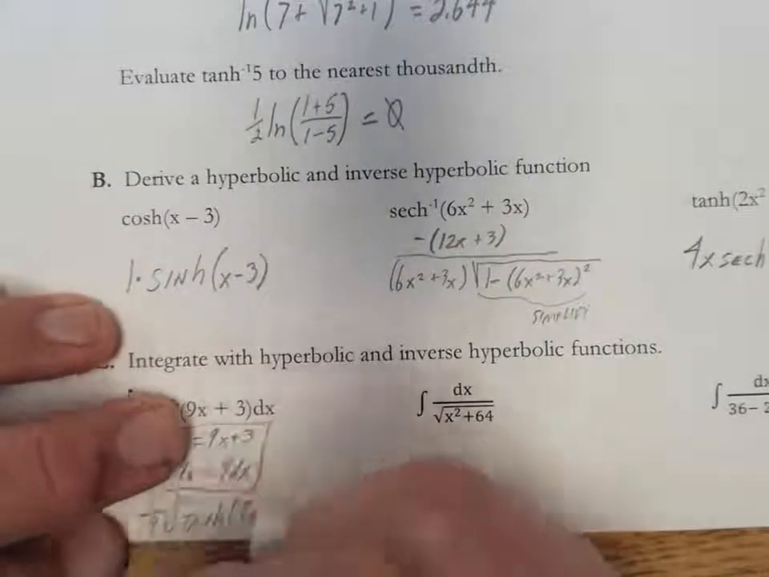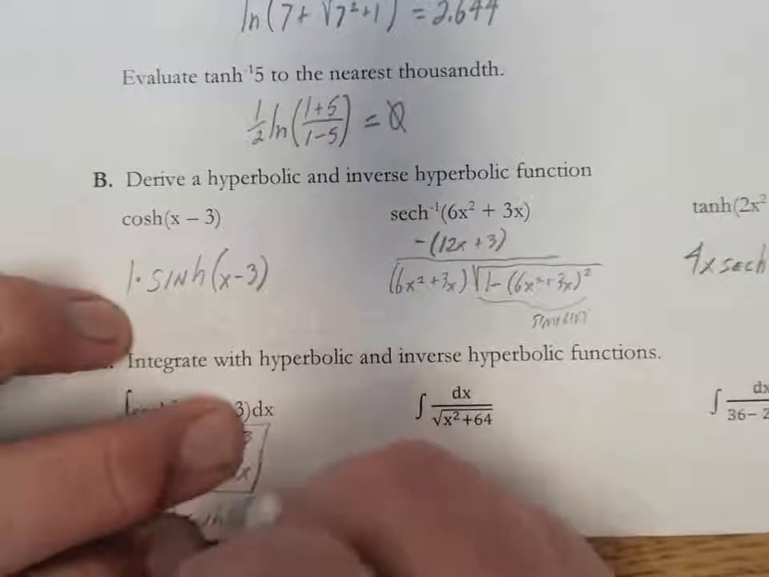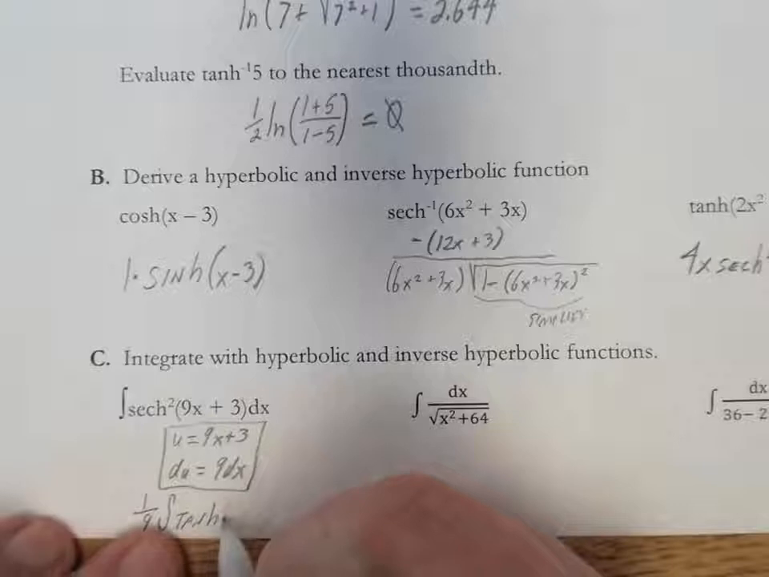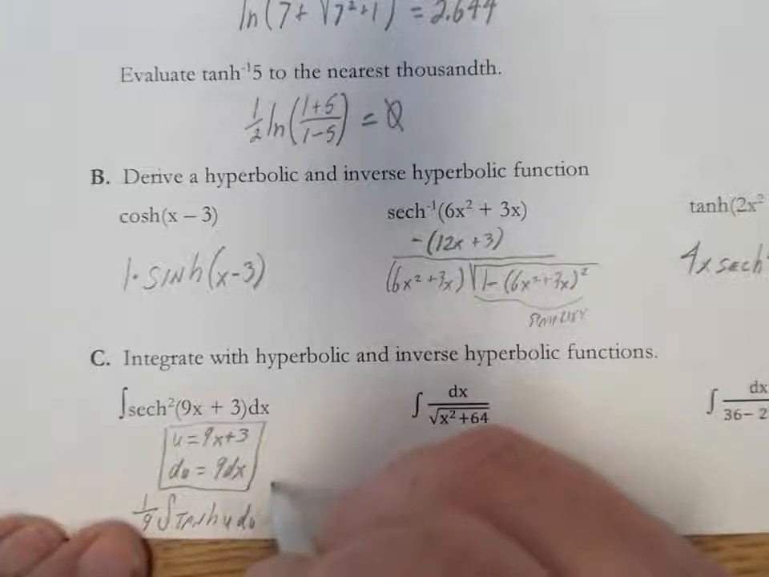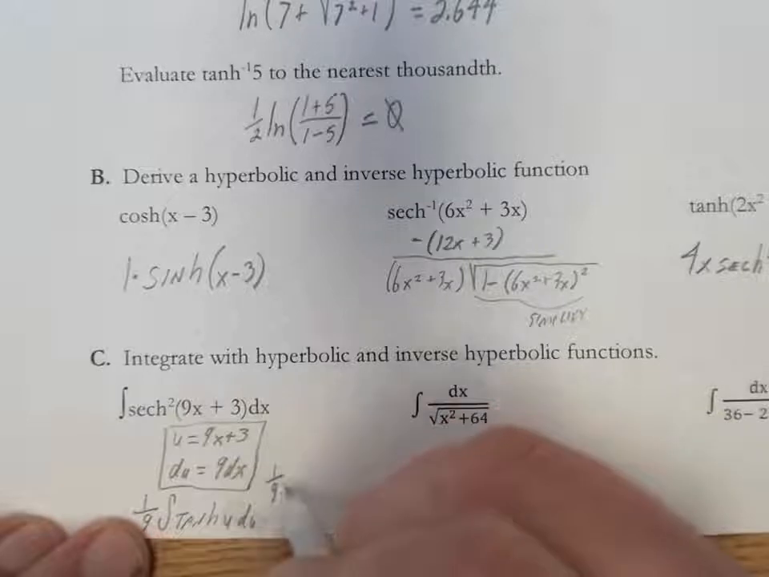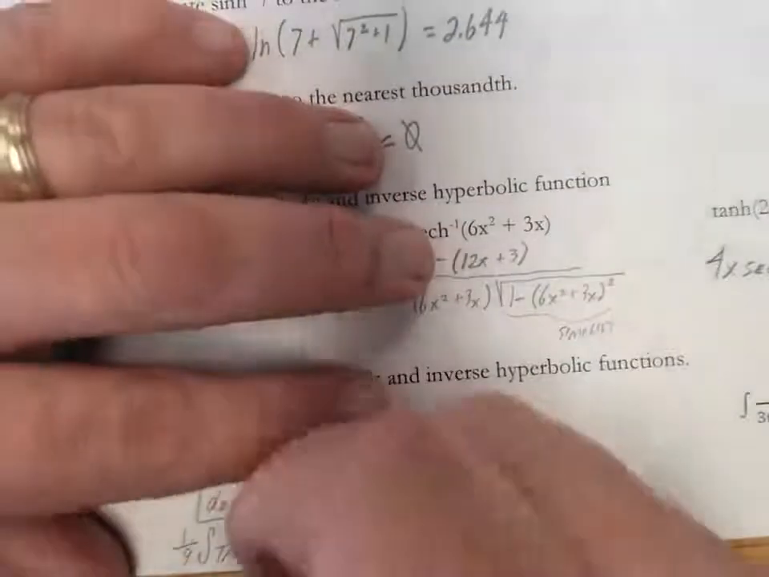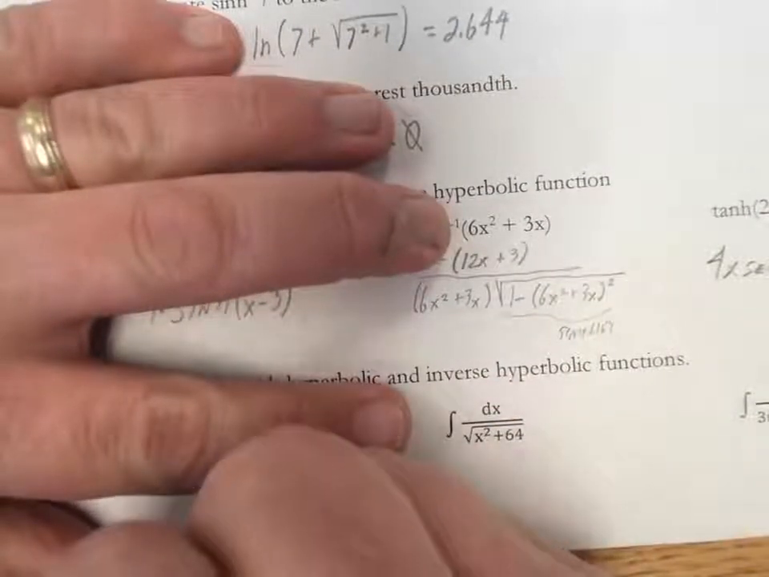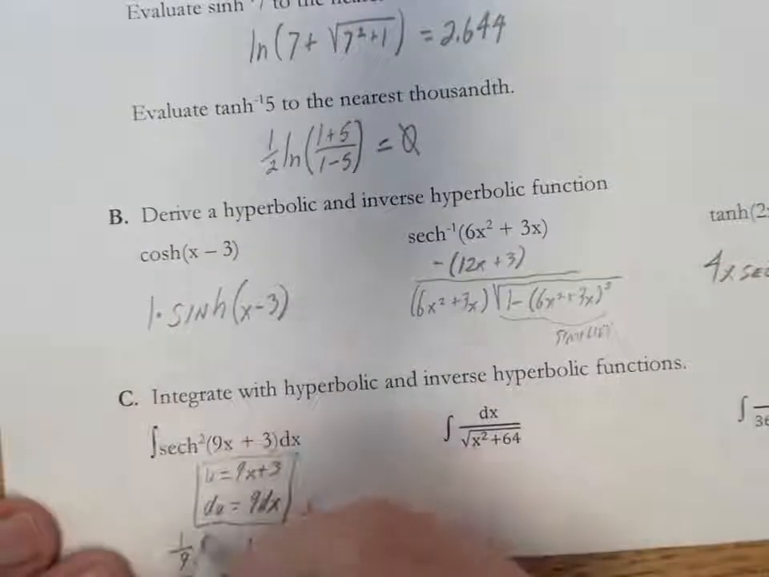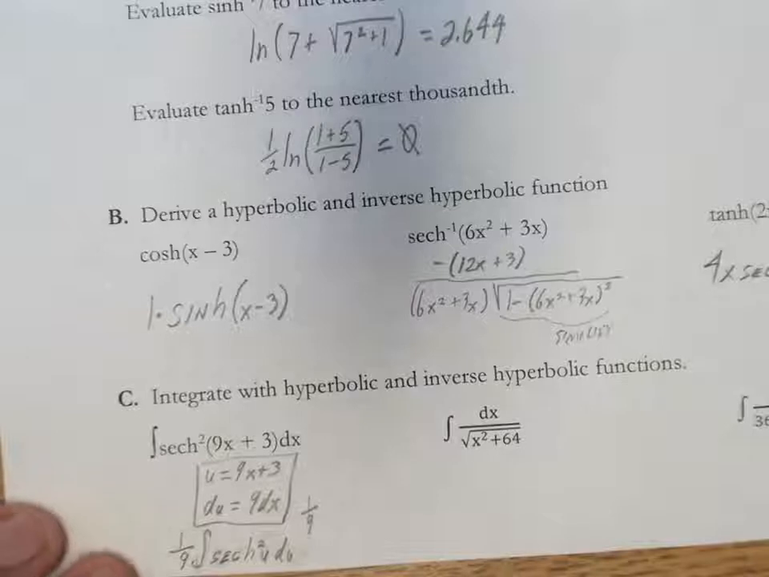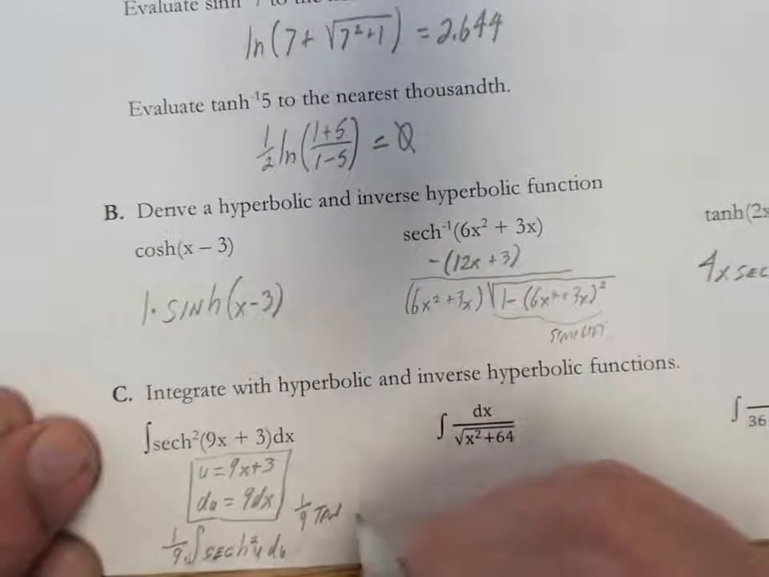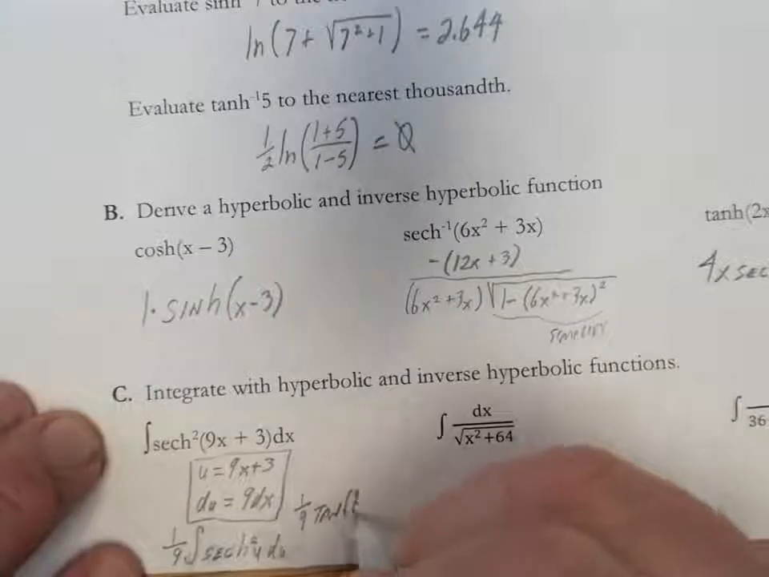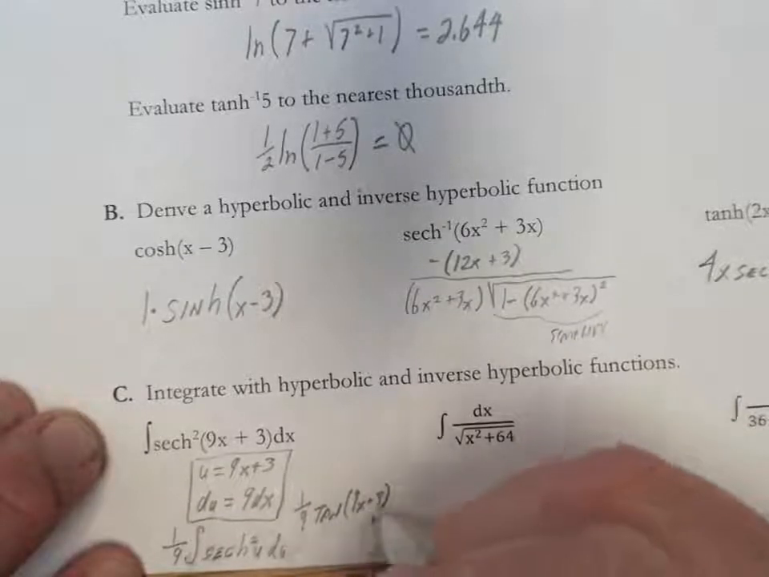I'll put this with my work here. So this is the hyperbolic tangent of u, du. And so the final answer then is going to be 1/9. Let me back up here. Too many things at once here. So in terms of u, that's what that would have been. So then this is 1/9 times hyperbolic tangent of 9x plus 3 plus c.